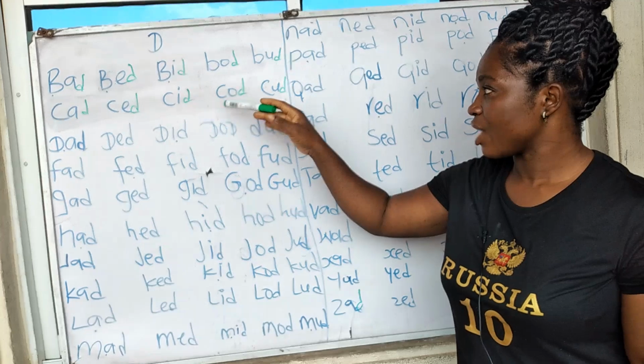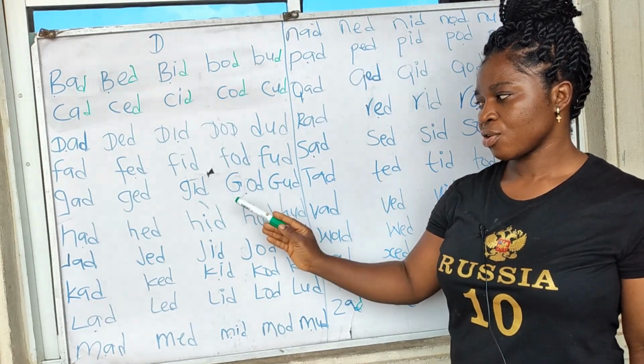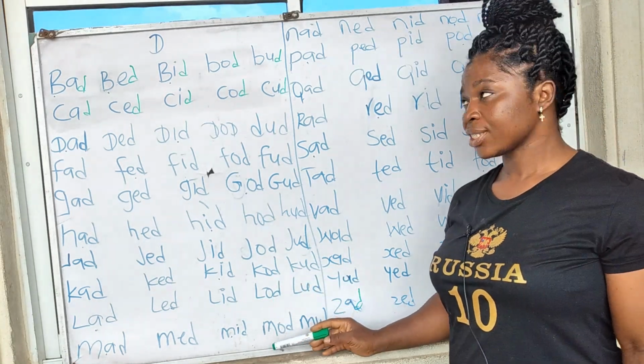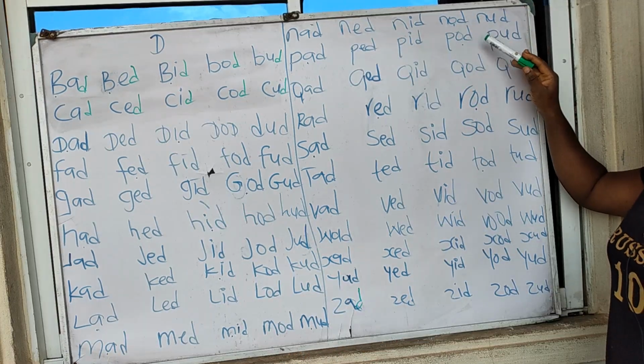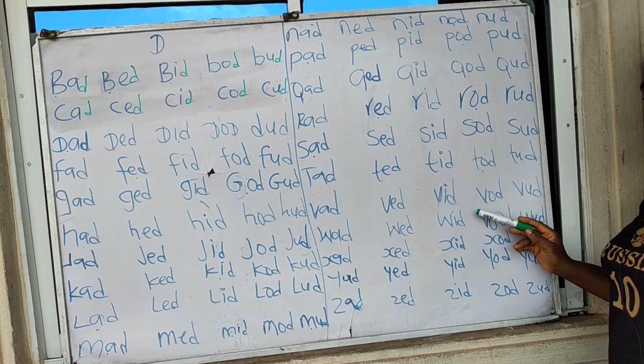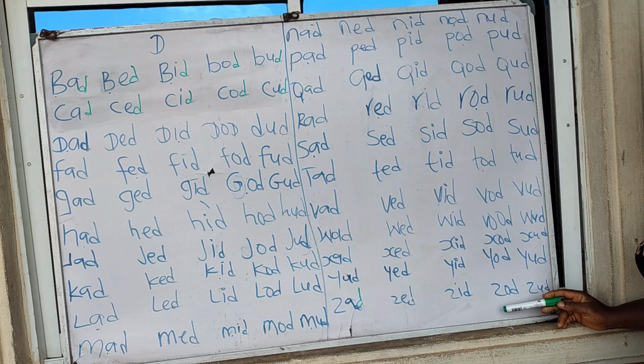On the other side we have bod, code, dod, fod, hod, jod, code, load, mod, node, pod, quod, rod, sod, tod, vod, wood, sod, yod, zod.